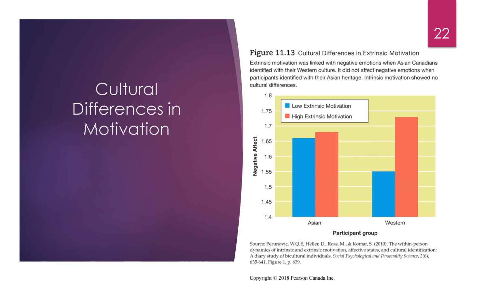We see that when the Asian Canadians were identifying with their Western culture, extrinsic motivation was linked with very negative emotions, versus when they were identifying with their Asian culture, the extrinsic motivation didn't really seem to affect negative emotions in such a way. And overall, we didn't see any cultural differences whatsoever in terms of intrinsic motivation. So it's a really interesting example of how culture can affect even your level of motivation and your response to certain types of motivation, even in individuals who identify with more than one culture.